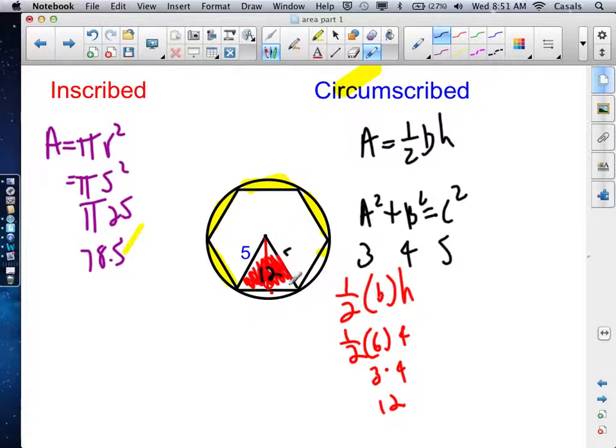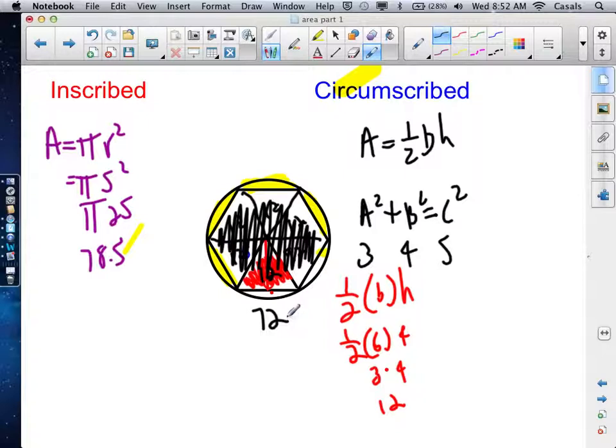So this is 12. And now, how many other triangles do I have? Yeah, I have 5 more. I have a total of 6 triangles, all of them with areas of 12. So that's 12, 1, 2, 3, 4, 5, and 6. And 12 times 6 is 72. So the area of the hexagon is 72 units squared. So then I can say 78.5 minus 72 is going to give me 6.5. So the area of this shaded region here in yellow is 6.5 units squared.